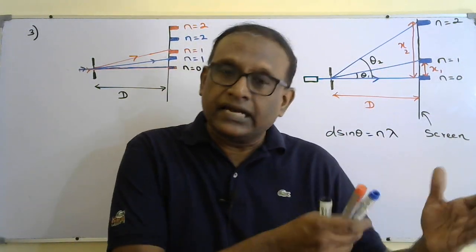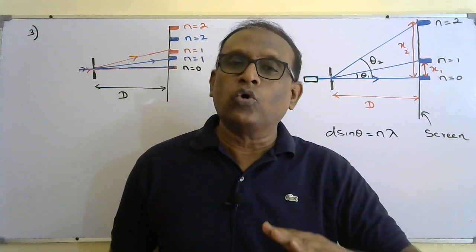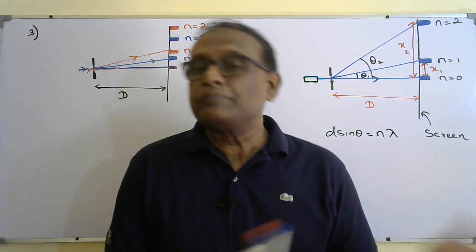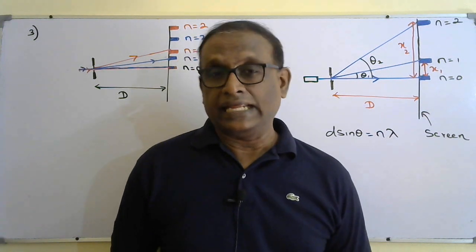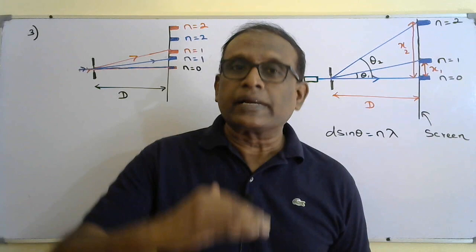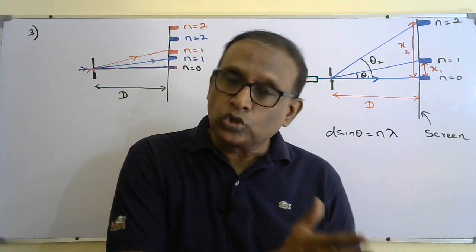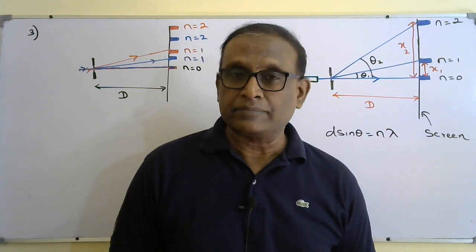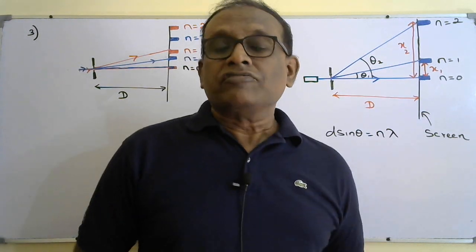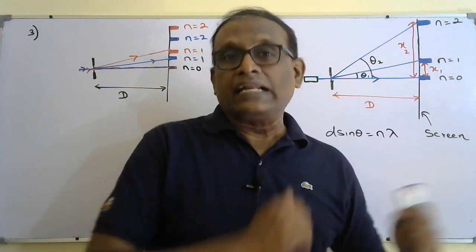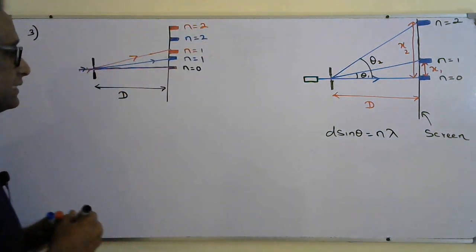Same way, red color light also will form its own bright bands on the screen, but they might overlap in a different way. We are going to do a calculation later, but red color light will form its own bright bands on the screen. Blue color light will form its own bright bands separately on the same screen. So how the first order of the blue color light and the first order of the red color light appear, we can analyze like this.